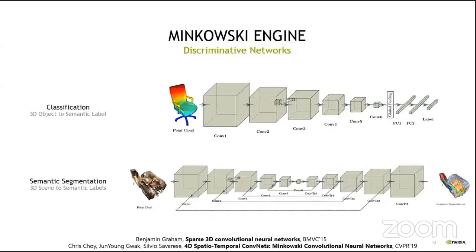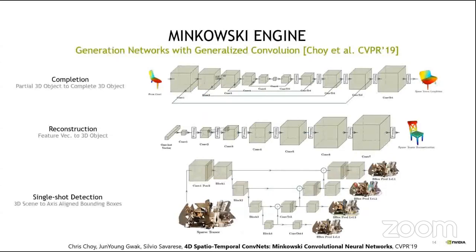And we built a neural network library called Minkowski Engine for such spatially sparse tensors. Here I visualize some common discriminative network architectures, such as classification or segmentation networks. In addition, Minkowski Engine provides features for generative sparse tensor networks using the generalized convolution. For example, a completion network can take a partial 3D observation and fill out the rest of the hidden part. A reconstruction network generates a 3D sparse tensor from a feature vector. Finally, we recently used this generative process for single-shot object detection, which I will talk more about in the later parts of the talk.